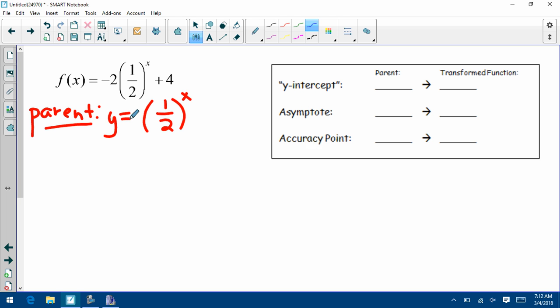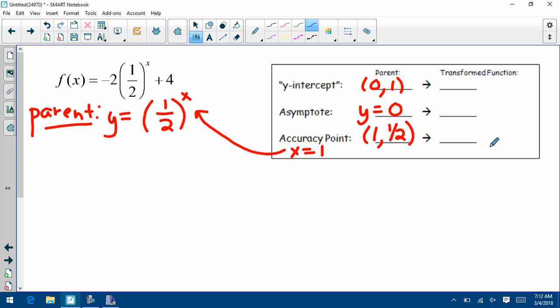Okay, then what can I fill in this chart? Well, I know the y-intercept of the parent function is always what? 0, 1. I know the asymptote always starts at y equals 0. What would my accuracy point be? Okay, so that's what I was talking about. We plug in any other value. X equals 1 is the easiest. So if I plug 1 in, what do I get? 1/2 to the first, so 1/2.